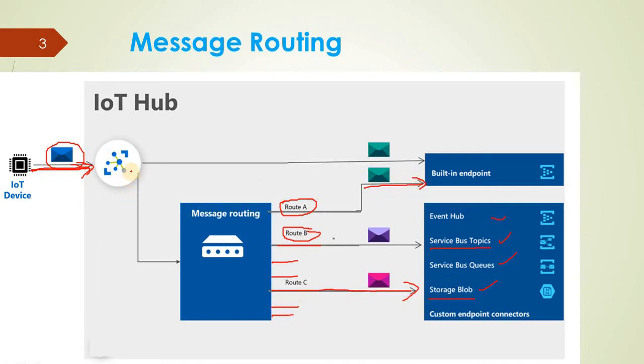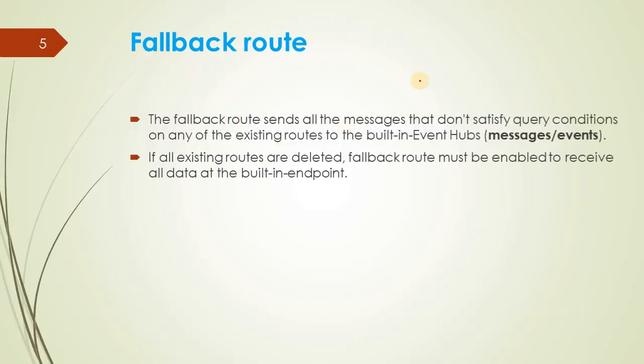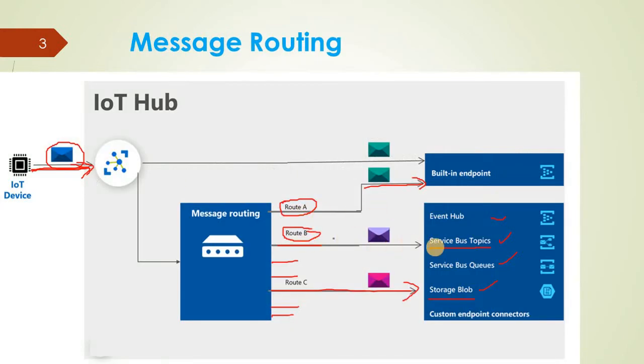So if a particular routing condition doesn't match any of the existing route filters, then it will redirect it to the built-in endpoint. That is the fallback route. If all existing routes are deleted, the fallback route must be enabled to receive all data at the built-in endpoint. Suppose I have created two routes, one for Service Bus Topic, another for blob. Now I have removed the topic and blob endpoints, and the device is still sending messages to the IoT hub with the same routing filter. Then what will happen? The message routing will redirect that message to the built-in endpoint.